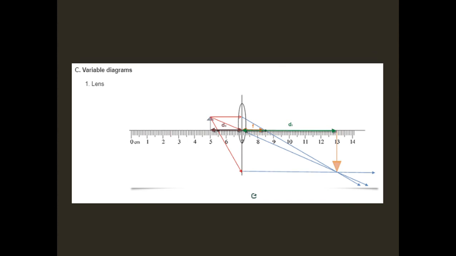And lastly, we have the distance of the image, which is from the center of the lens to the point where the image is created. In this case, it will be from 7 to 13, which leads us to a total distance of 6 centimeters. All right, this is, of course, the lens that we're analyzing right here.